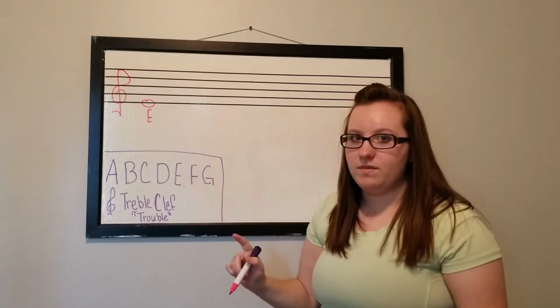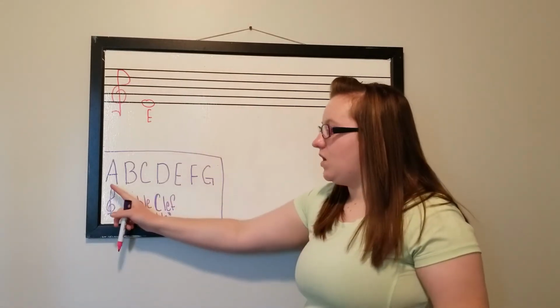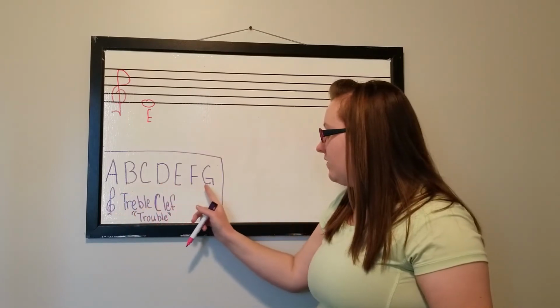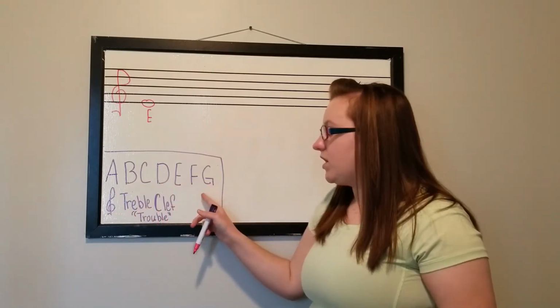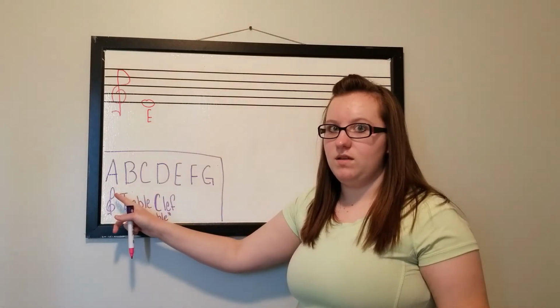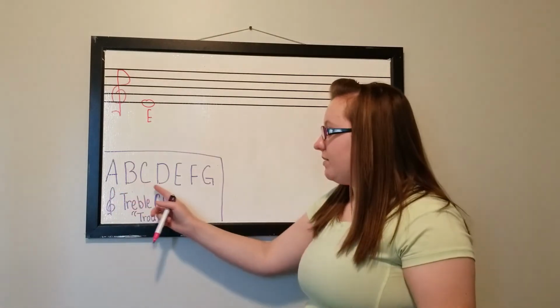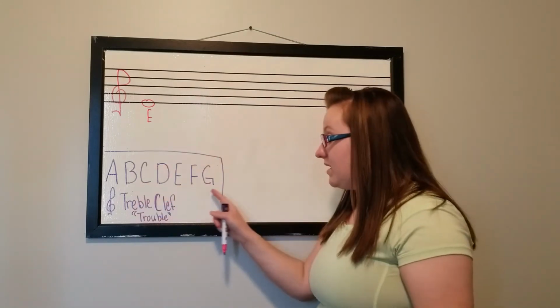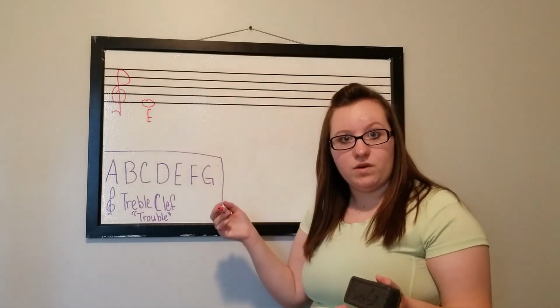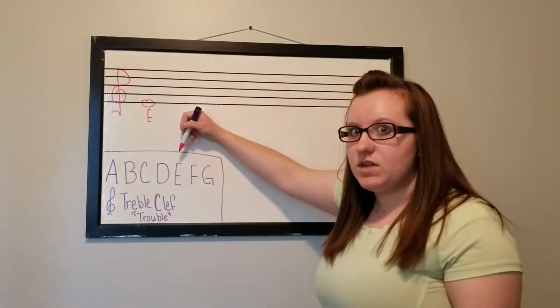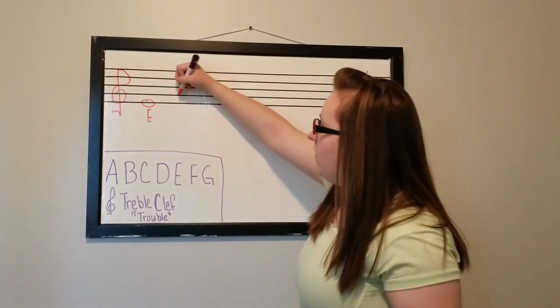In the alphabet, in music, we go like this. A, B, C, D, E, F, G, and then we start right back at A, because there's no other letters after G, so we just start over. A, B, C, D, E, F, G, A, B, C, D, E, F, G, so on and so forth. So if I'm starting at an E, what comes after E in the alphabet? F.